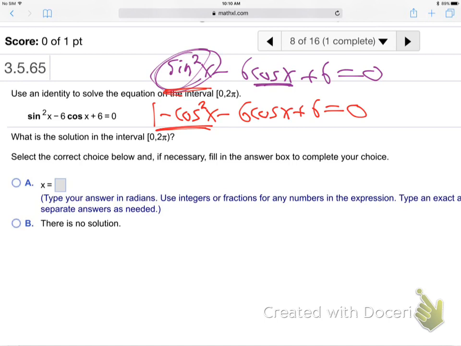Who's the leader there? Who's the one that's going to be in the front? The squared one, the minus cosine squared. Look, he's negative. You don't want him negative. So move him to the other side, or multiply through by negative 1. Somehow get that in good form. Can you factor that thing?